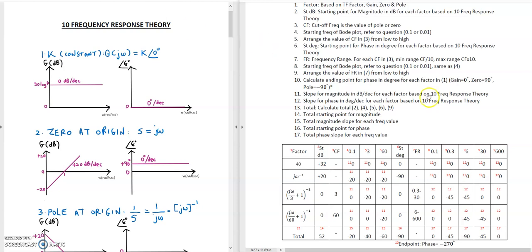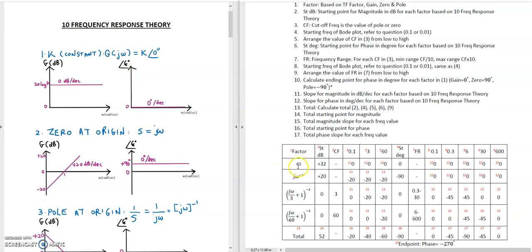So we continue on the phase table in this part. We just finished the magnitude table. For phase, it also depends on all the factors in the open loop transfer function, all these four factors. This is the starting column for the phase table. We start with number 6, STDEG, which is the starting point for phase in degrees for each factor based on the frequency response theory. For this part, you need to depend on the right part of the frequency response theory, which is the information of the starting point and slope for the phase plot.